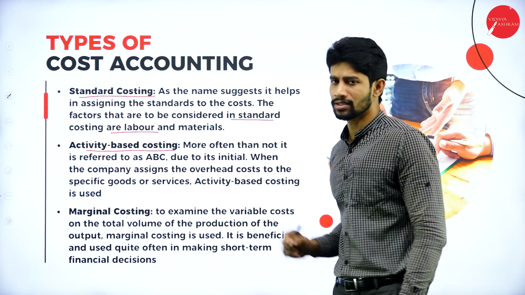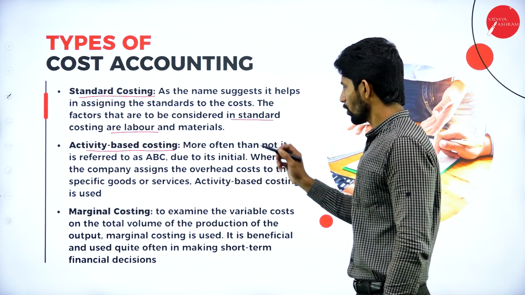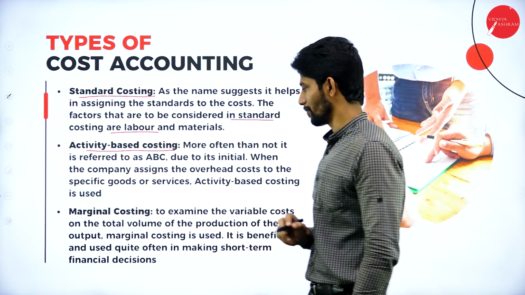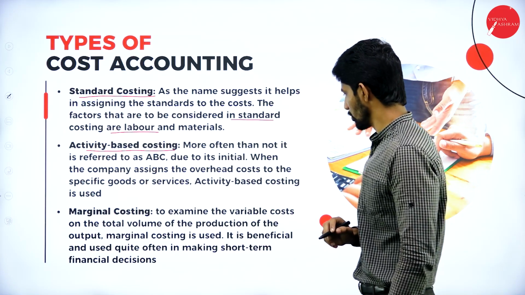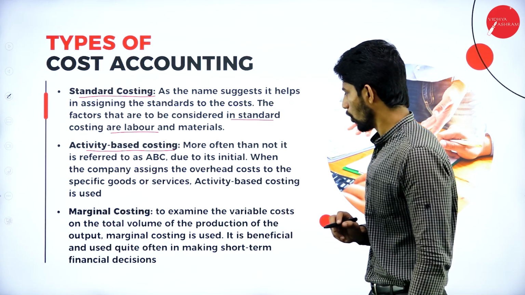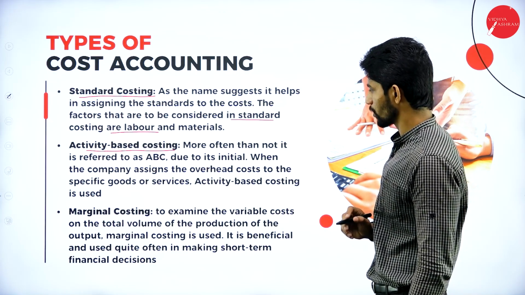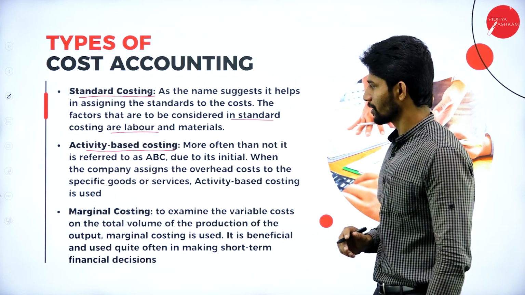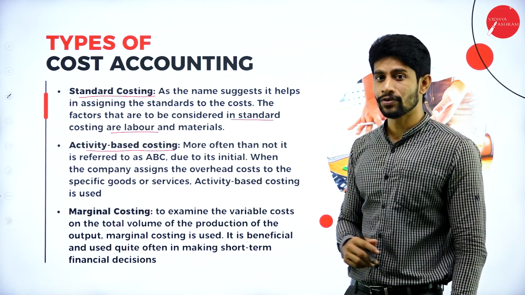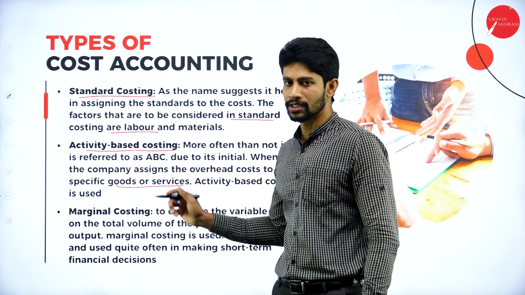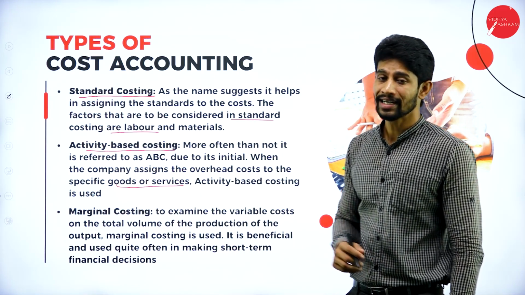Next one, activity based costing. Activity based costing is more often than not referred to as ABC due to its initials. When the company assigns the overhead cost to specific goods or services, activity based costing is used. Yes, it is used when they are assigning the overhead cost to specific goods or services.